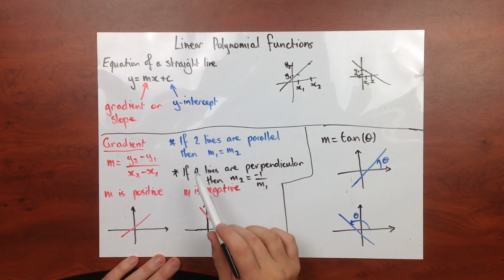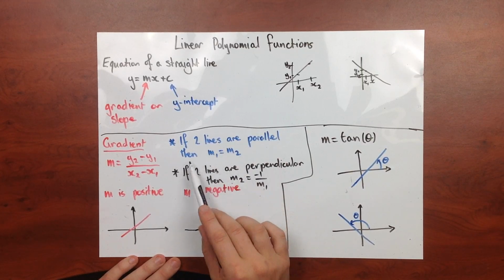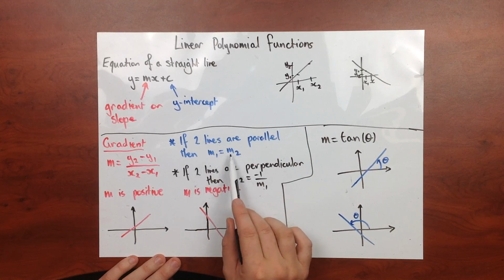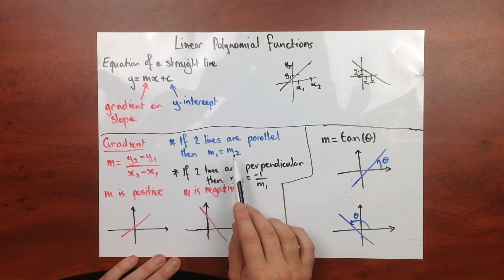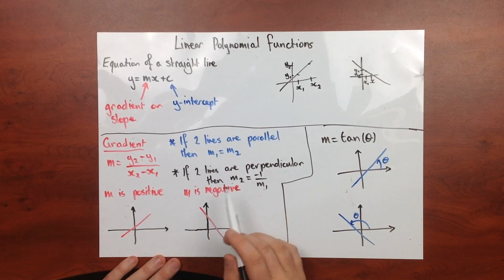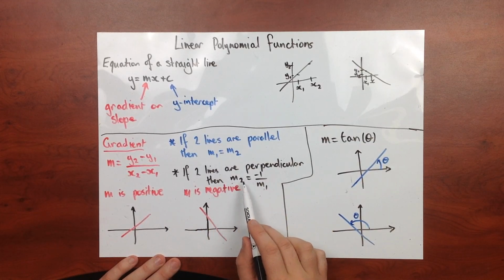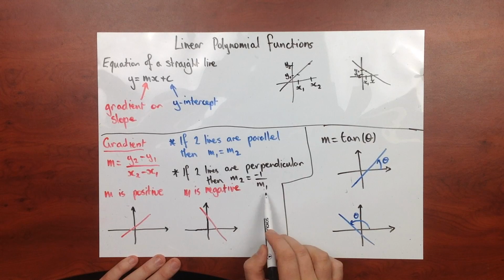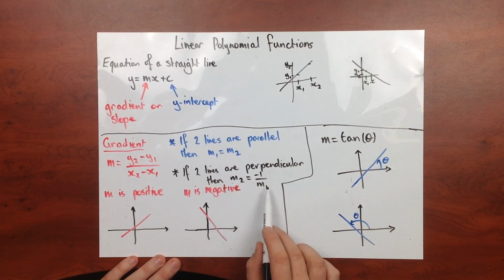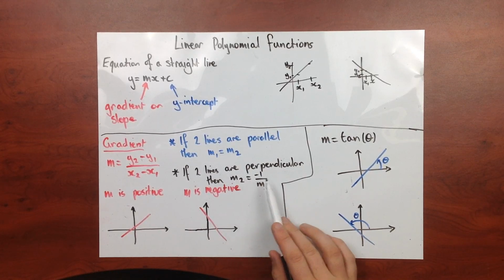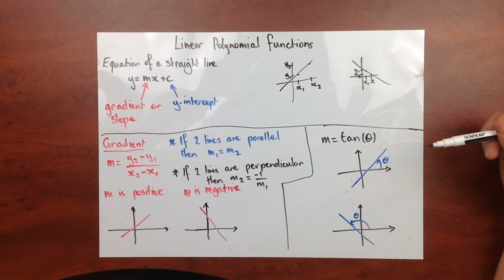A couple of things to remember. If two lines are parallel, then the gradients must be the same. So m1 and m2, or the gradient of our first line and the gradient of our second line, must be equal. If two lines are perpendicular, then m2 equals -1 on m1, and that's a really important one to remember. It's going to come up a lot because perpendicular lines come up a bit later on in the course as well.